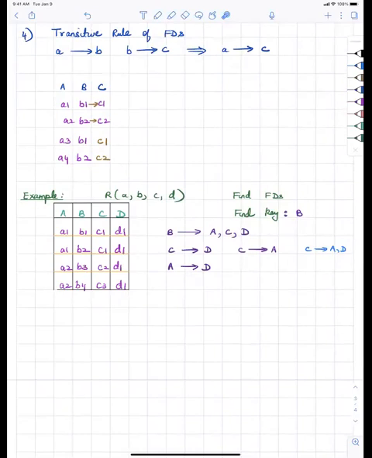So the next question is that instead of looking at a table, so right now we were looking at tables, suppose you're given a set of functional dependencies. Look at this next one. This example is how to find a key given a relation R with all attributes.